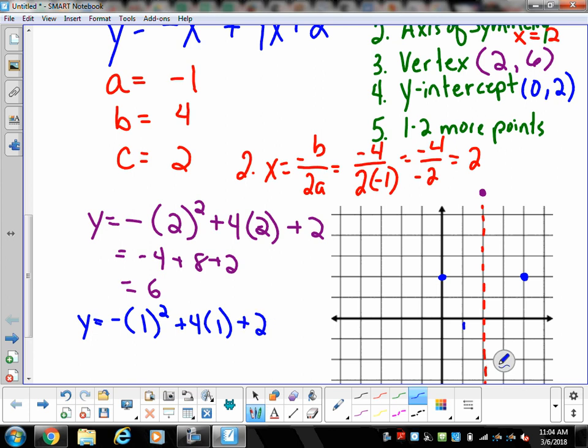Now notice that the negative sign is on the outside of those parentheses in that first piece. Because I'm squaring the x, I'm not squaring the negative. So I'm going to square that number and then make whatever that answer is negative. So 1 squared is 1, but then that's negative 1. Plus 4 times 1 is 4, plus 2. And that's 4 plus 2 is 6, minus 1 is 5. So the point 1, 5 is right there.